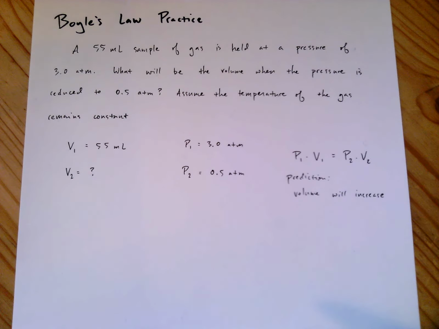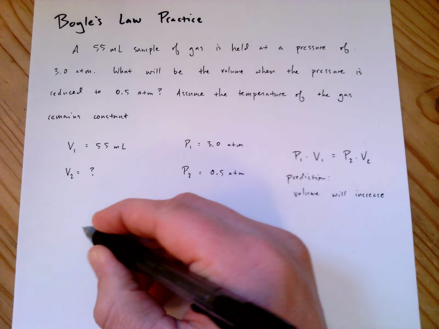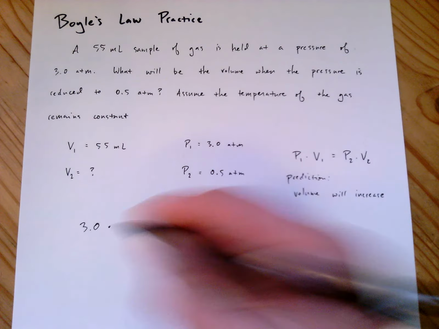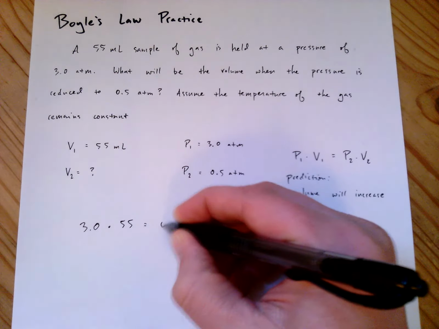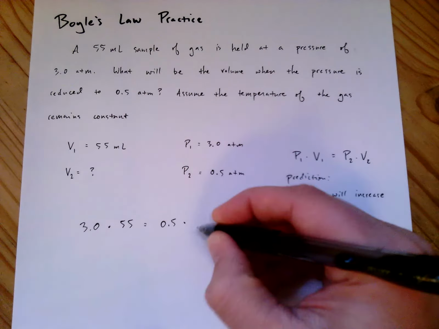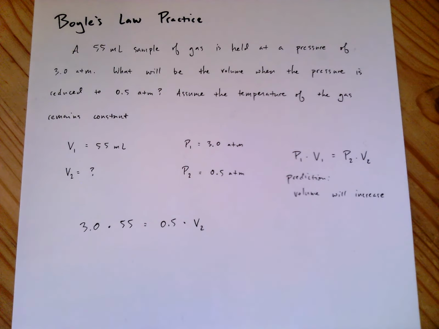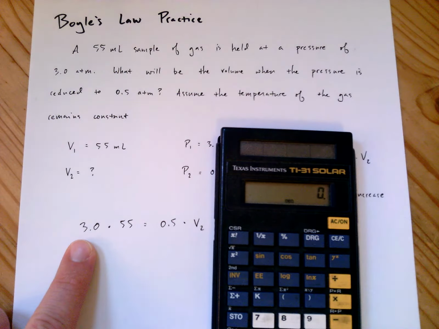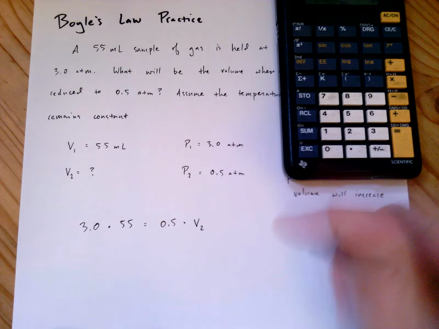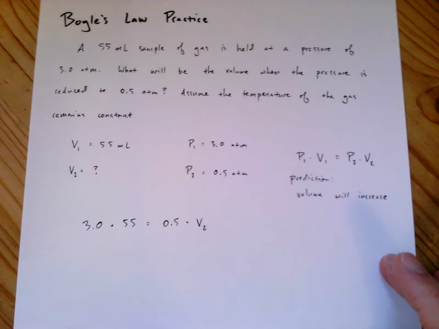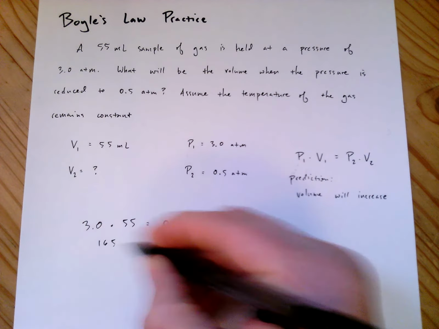Well, let's check it out. So when we plug in our numbers, pressure 1, 3 atmospheres, times volume 1, 55 milliliters, equals pressure 2, 0.5, times volume 2, we don't know that. So let's solve for V2. First thing I'm looking at is this left-hand side of the equation. Let's bust out the calculator. 3.0 times 55 gives me 165. So on the left-hand side of the equation, we have 165 equals 0.5 times V2.